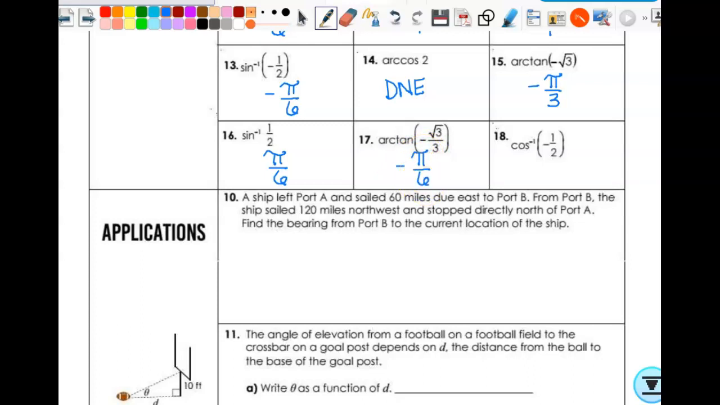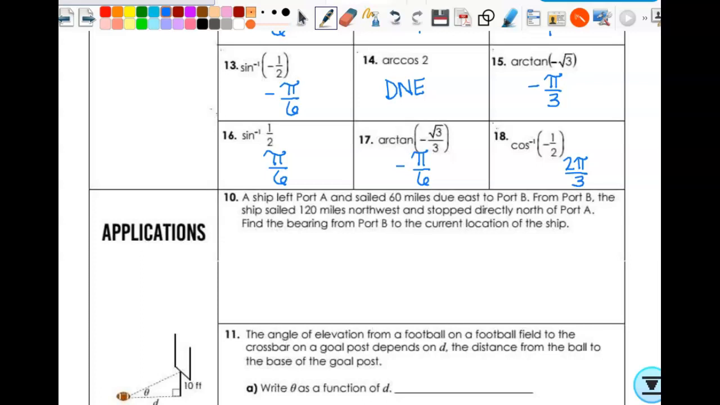Cosine inverse of negative 1/2. Well, here's on my hand how I make cosine 1/2. So that means it's a pi/3 angle. Cosine, I'm not going to have a negative angle no matter what. So my pi/3 angle has to come from the second quadrant, and that is 2 pi/3. What questions do you have? Anything?